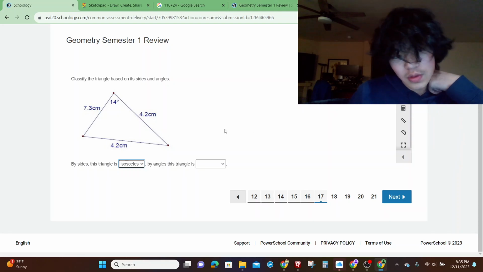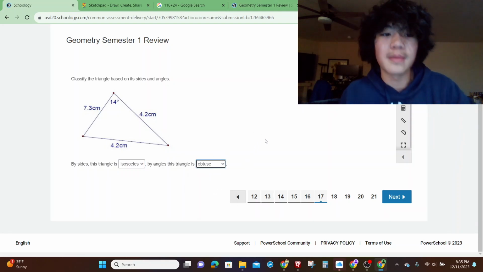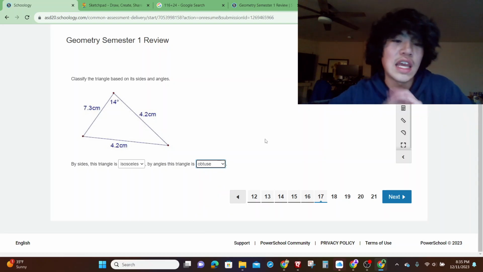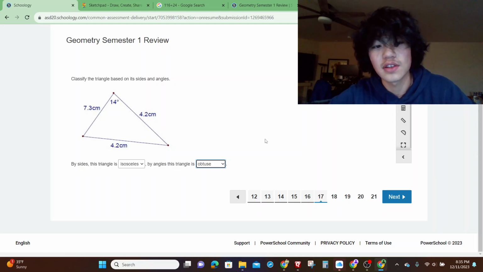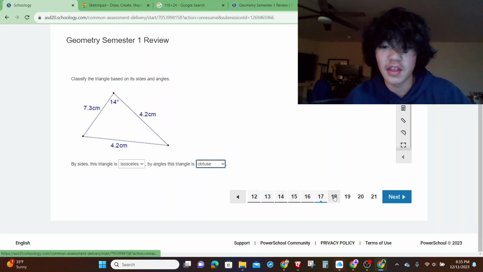So by angles, this triangle is obtuse. We know that because the only given angle is 14. So we know that there's going to be one angle above 90 degrees, because a triangle is always going to equal 180 when all the angles are added together.